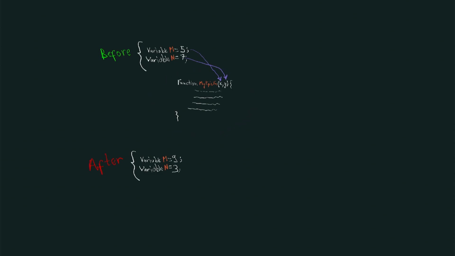Because of this function, we went from m equal to 5 to m equal to 9, and from n equal to 7 to n equal to 3. So what happened is that this function, my epic function, has changed the values of these variables. This is one example of a bad function. This is not a good function because it is changing the existing values of the variables.